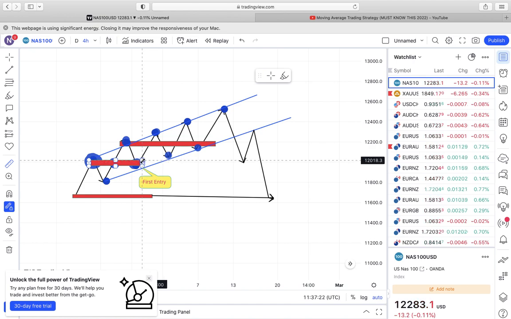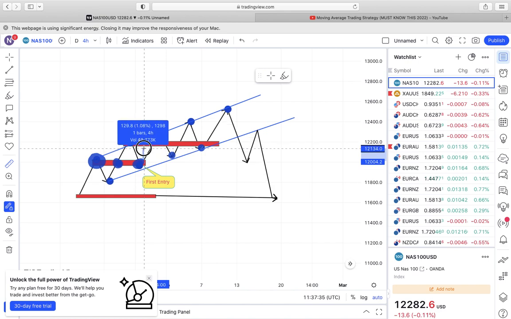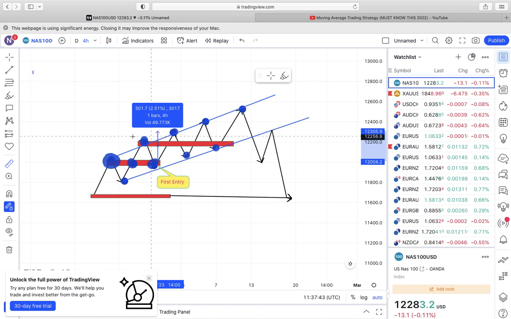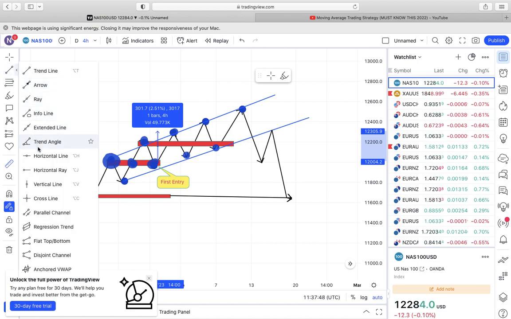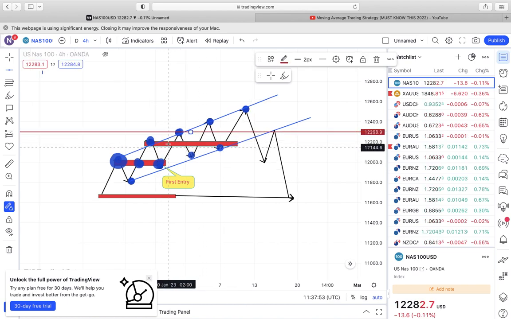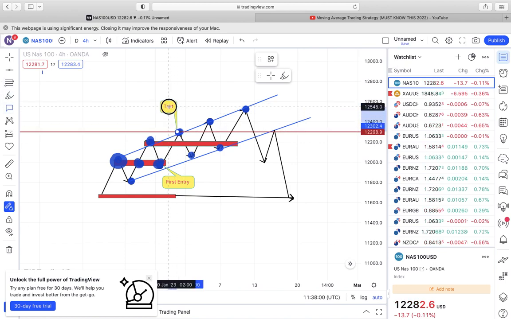Now from your entry to the take profit, we come here and measure 301 pips. You come here, draw your line. There. Now you know very well that this is your TP, and we can name it TP1.